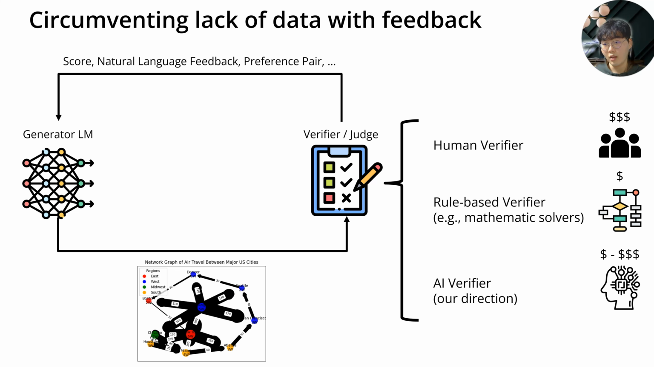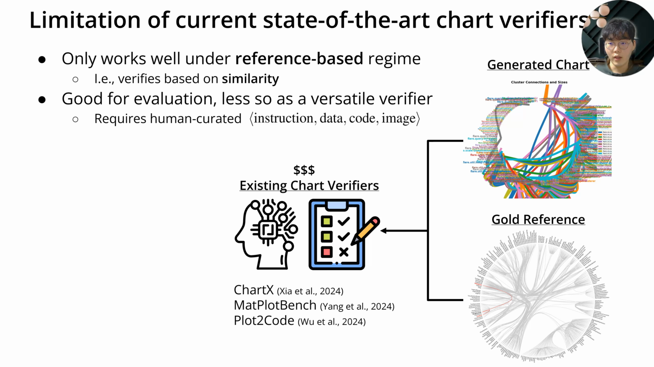So we turn to VLM-based AI verifiers. Numerous existing works use VLMs as chart generation verifiers. However, these methods perform well only under a reference-based regime, meaning they require a gold reference. These methods essentially function as similarity evaluators. Since these gold references require human curation, we're back to the same scalability problem we started with. Concretely, these verifiers only work well given the instruction, data, and corresponding ground truth code or image.